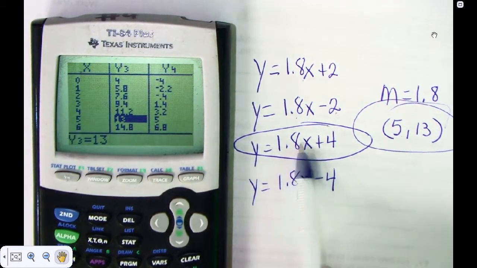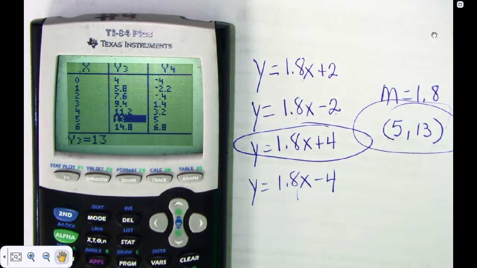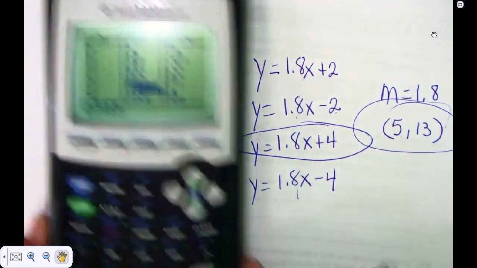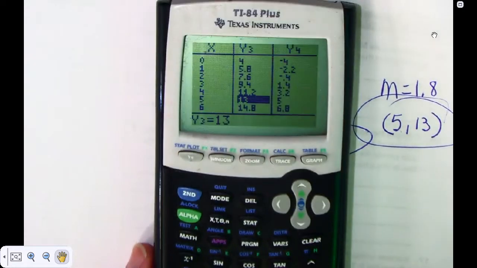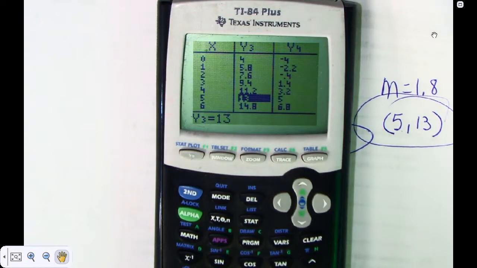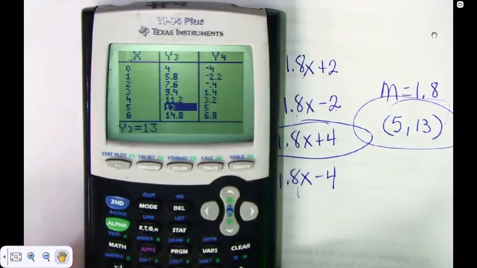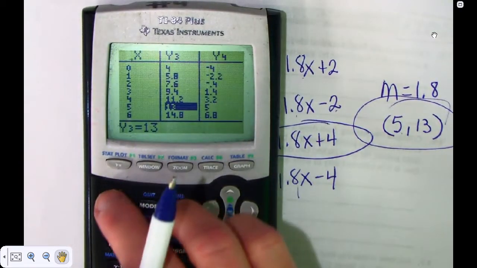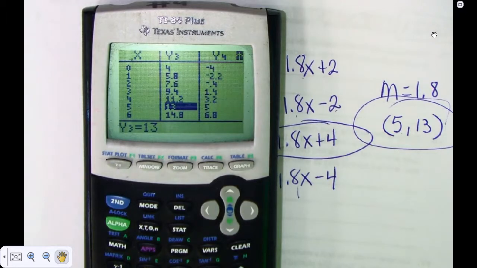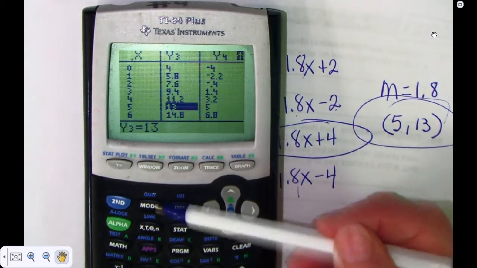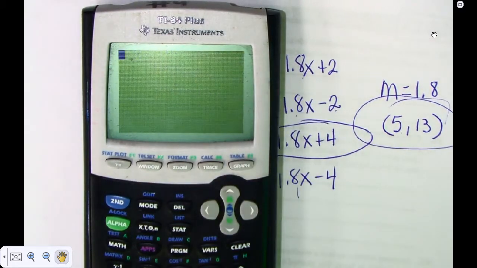So everybody has it on the table. 5, 13. Okay, everybody has it? That's the screen. 5, 13. Now what I need you to do is hit second and the button right beside it, quit, the mode button.